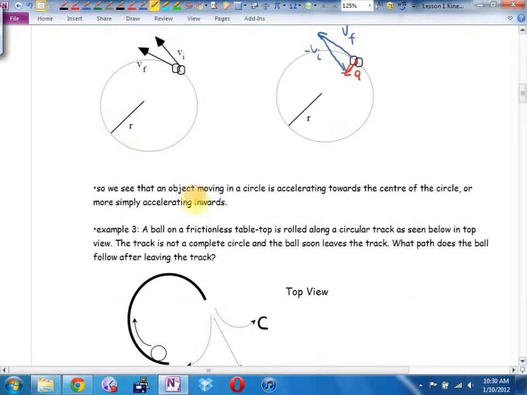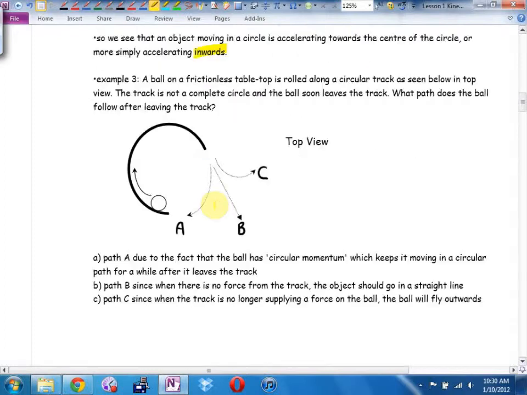Example 3. A ball on a frictionless tabletop is rolled along a circular track as seen below, top view. The track is not a complete circle, it's had a chunk cut out of it. So the ball rolls this far, and then when it gets to here, it leaves the track. Which path does the ball follow after leaving the track, A or B or C?